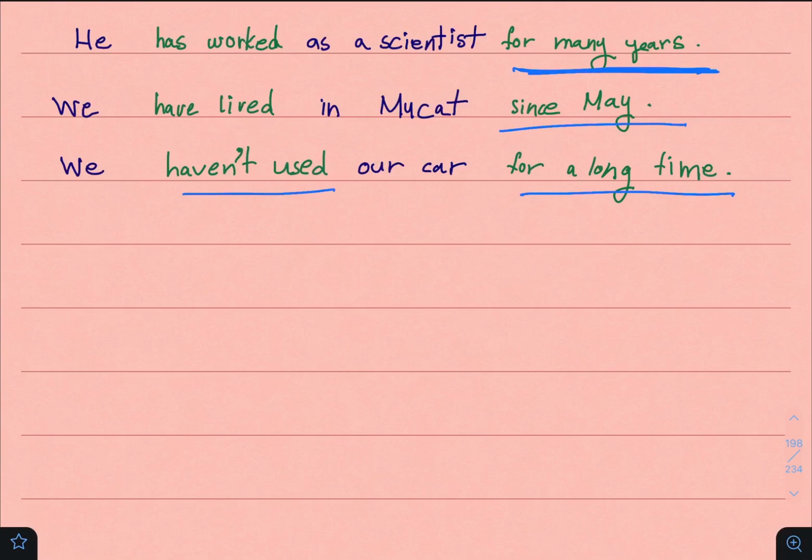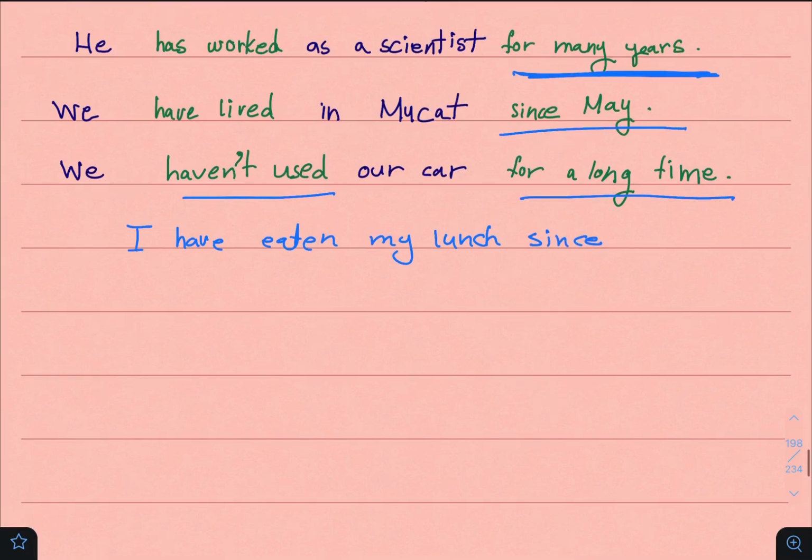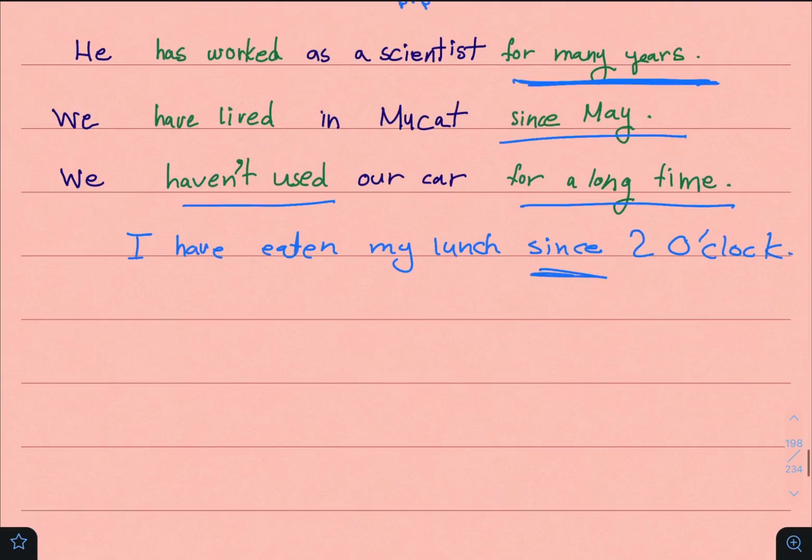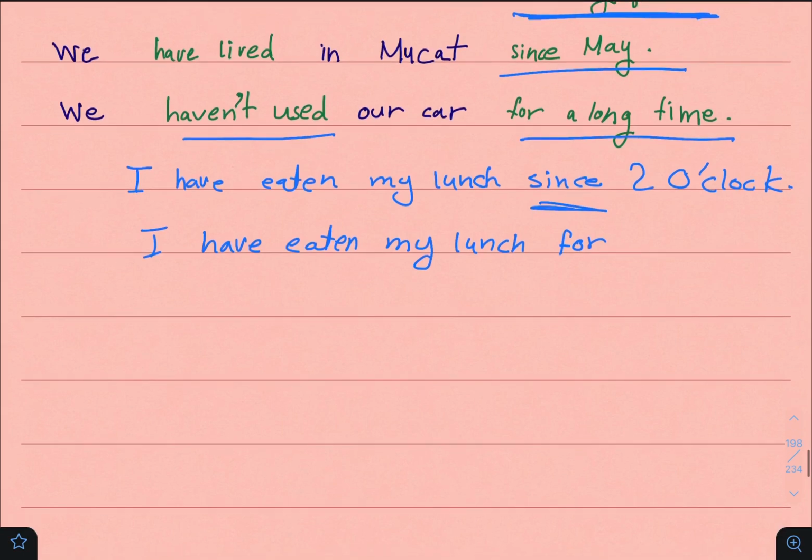Now I have an example for you. For example, I can say I have eaten my lunch. Now if I want to use since, لو أبغى أستخدم since, I can say since 2 o'clock, منذ بداية الشيء. Now you can rewrite the same sentence but in a different way, saying I have eaten my lunch for. Okay, now this one probably is not acceptable to use for 2 hours.